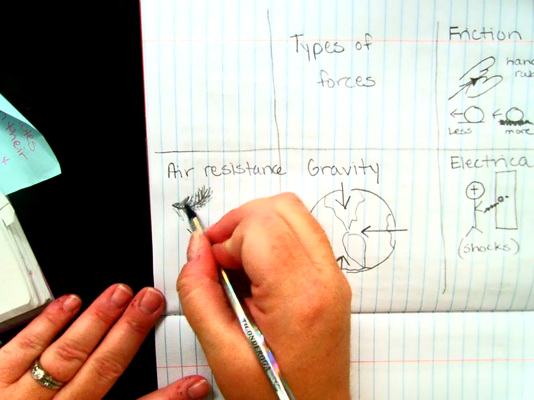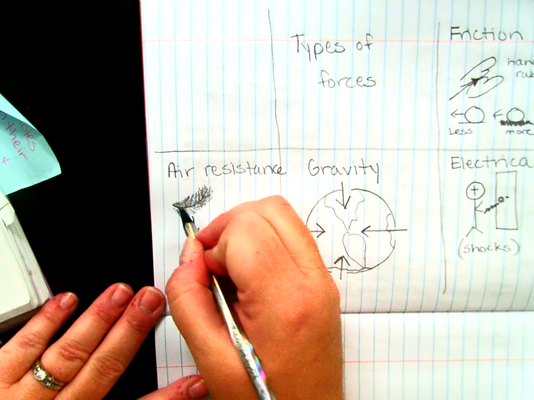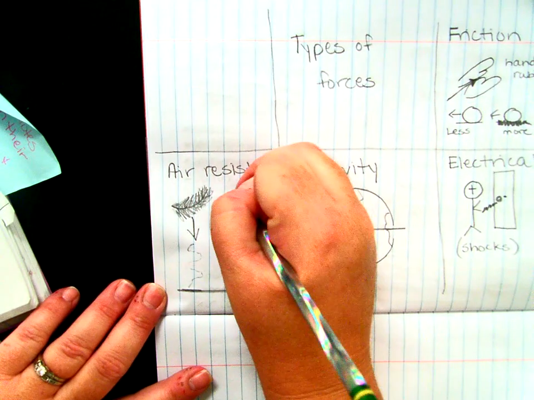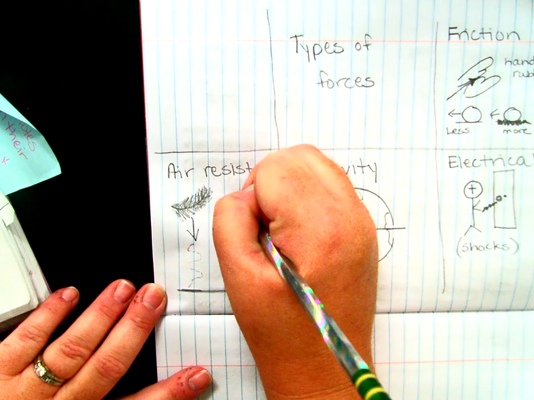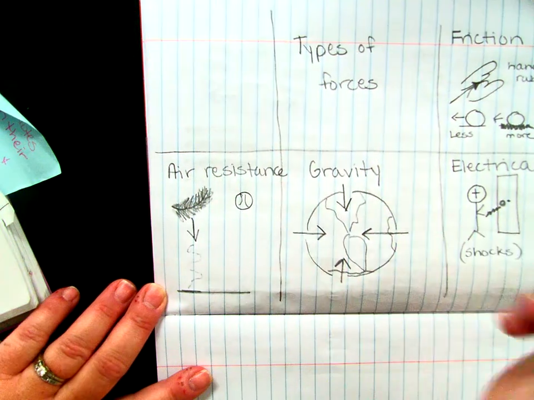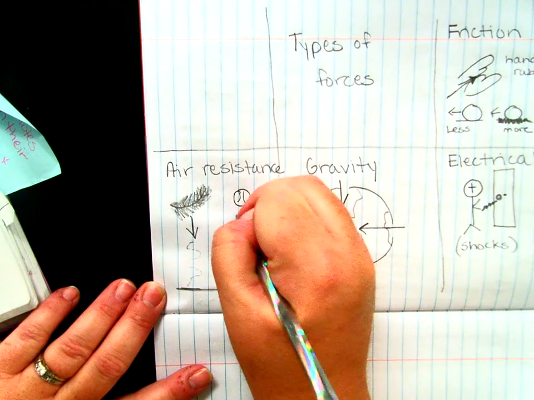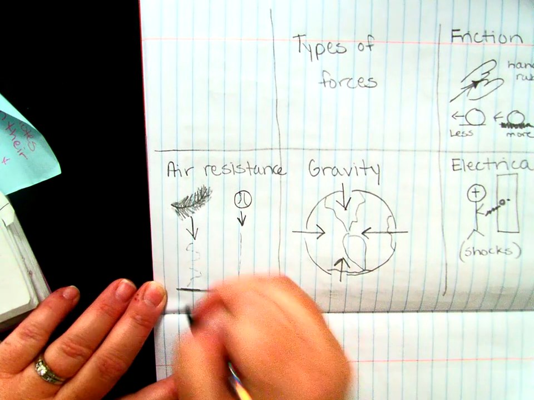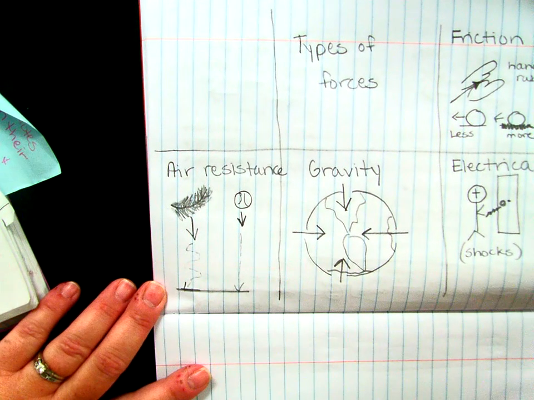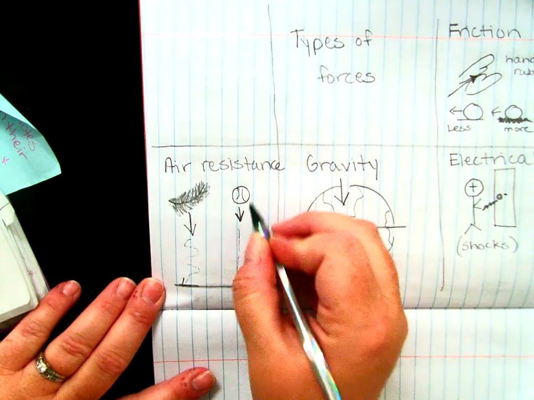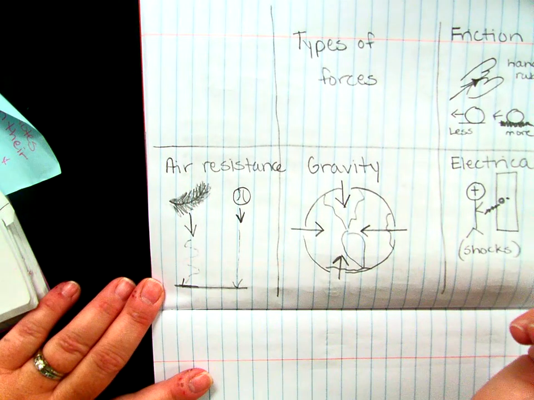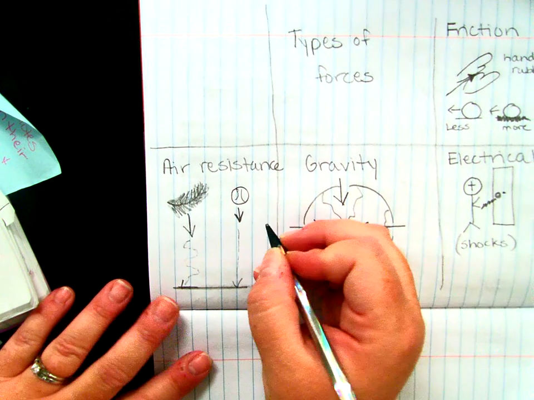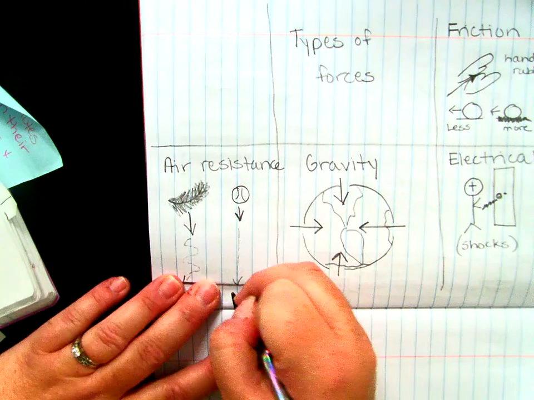And let's say I drop a basketball or baseball. Baseball is easier to draw. A baseball is actually going to fall straight down to the ground because it's going to have less air resistance. It's going to be smoother. It's going to not be affected as much. So let's, under the ball, put less. And under the feather, more.